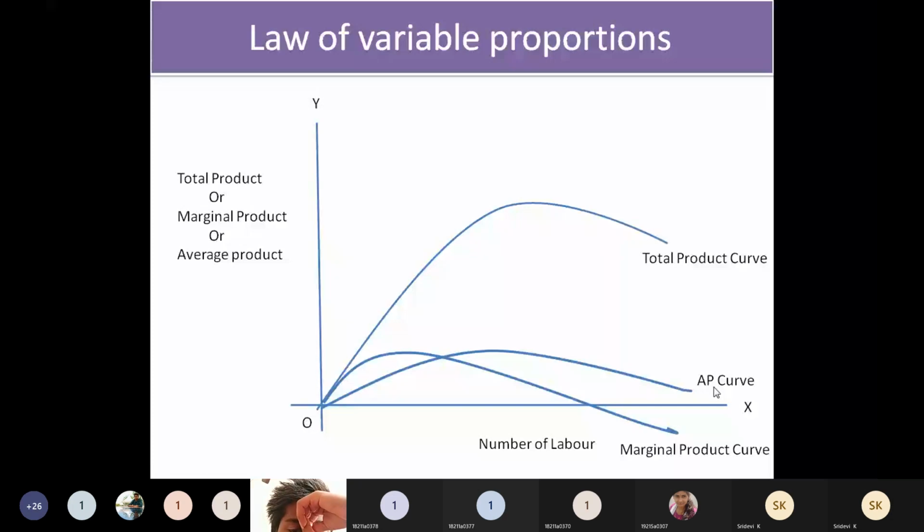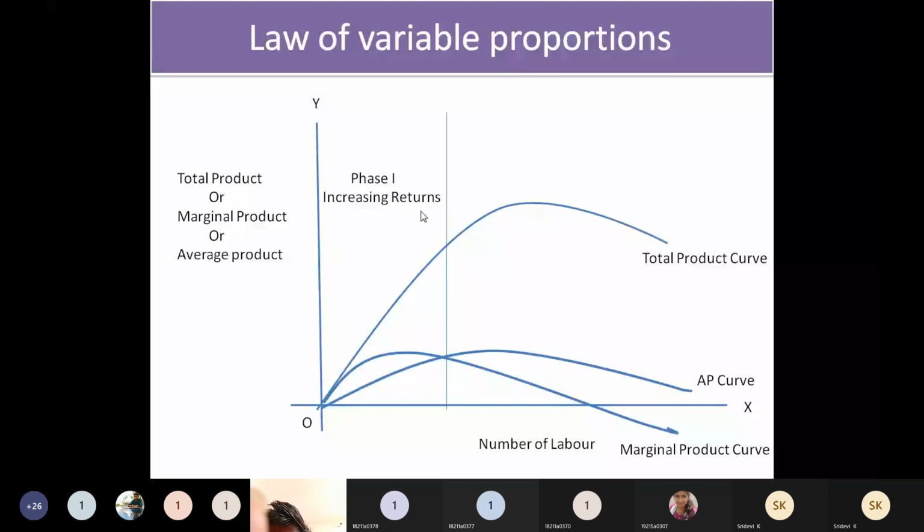Now you have to show the 3 phases here. How to divide the graph: where AP and MP are intersecting. See here, it is intersecting now. Up to here you draw one line, where both are equalized. So this is phase 1. Before this line, whatever the area is, that is phase 1.